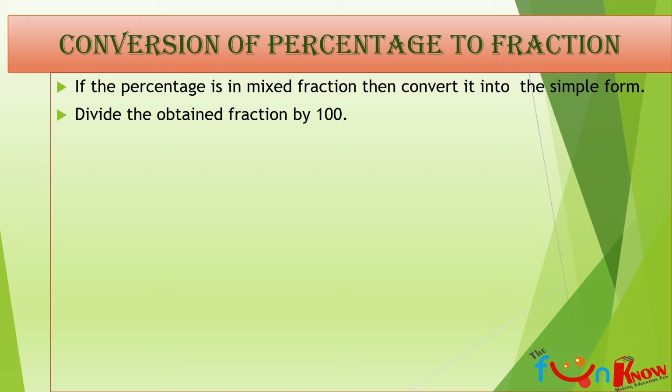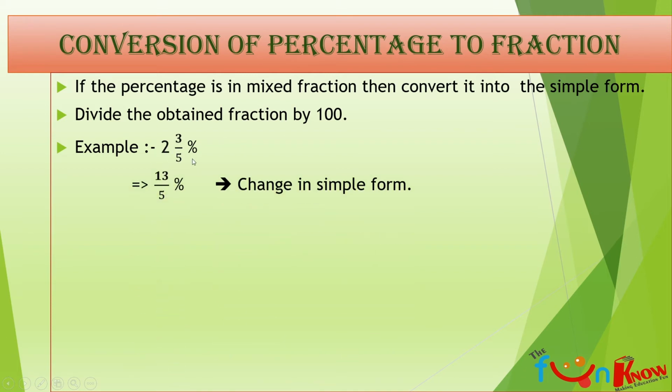Then divide the obtained fraction by 100. So whatever fraction we get, we have to divide that fraction by 100. This is an example. This is a mixed fraction. So how will you convert it into simple form? Yes, we have already seen, students. You multiply the denominator by the whole value, 5 into 2, that is 10, plus the numerator 3, that is 13. So 13 by 5 will be our new fraction, right?